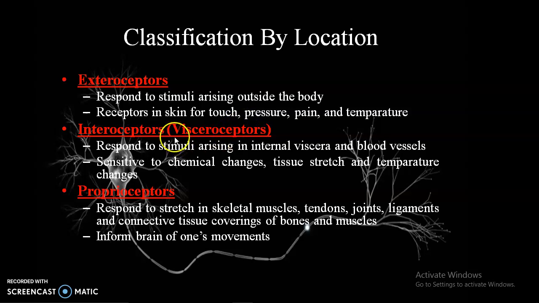exteroceptors. And interoceptors, as the name indicates, respond to the stimuli arising in the internal viscera or the internal parts of the body, for example blood vessels, and these are sensitive to chemical changes, tissue stretch, and temperature changes. And proprioceptors respond to stretch in the skeletal muscles, tendons, joints, ligaments, and connective tissue coverings of bones and muscles. This receptor determines or recognizes the body positions and movements. That is, it informs the brain of the body movement and position.